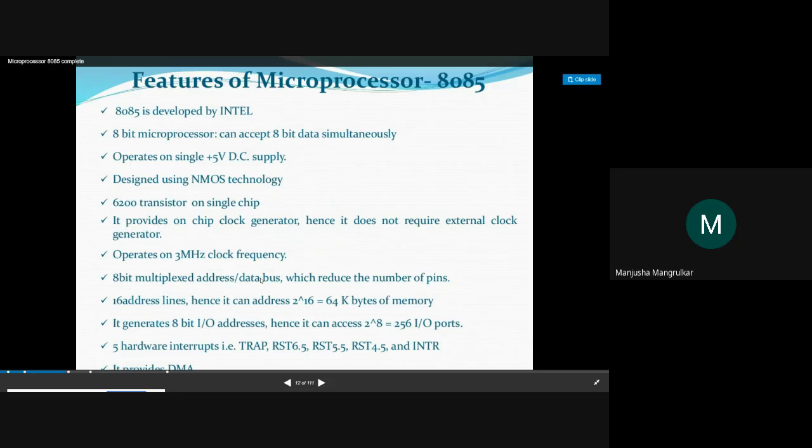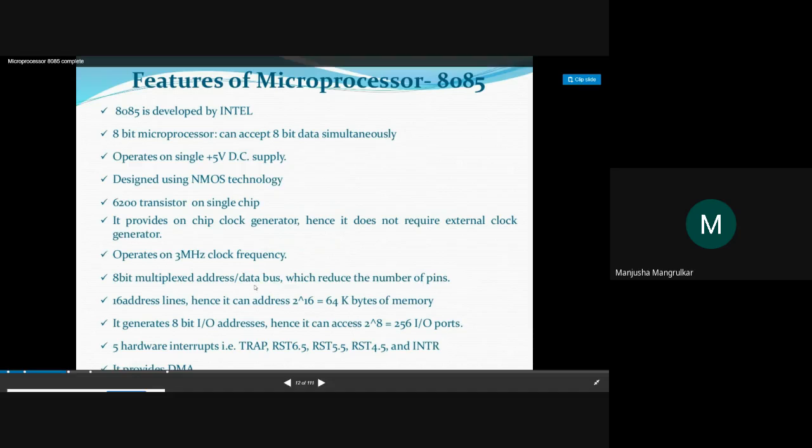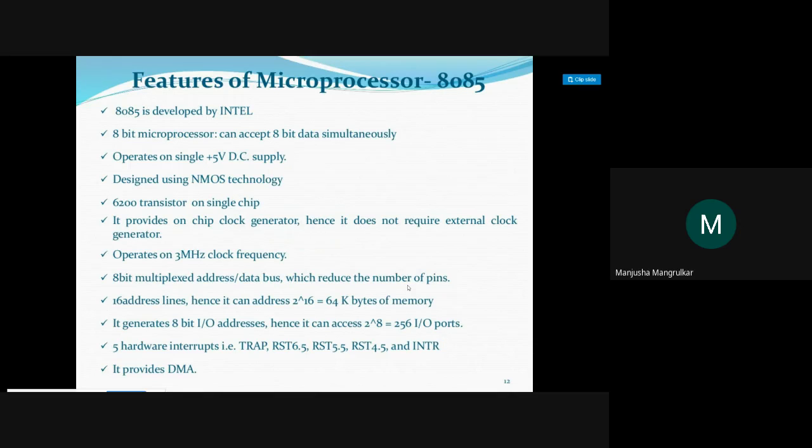It has an 8-bit multiplexed address and data bus. While we are seeing the pin diagram, we can see it multiplexes the address and data bus using ALE, address latch enable. It demultiplexes when it will be the address bus and when it will be the data bus. So it miniaturizes the signals of the microprocessor pins, which reduces the number of pins. Due to this multiplexing, it reduces the number of pins. It is a 40 pin IC. We will see the pin diagram.